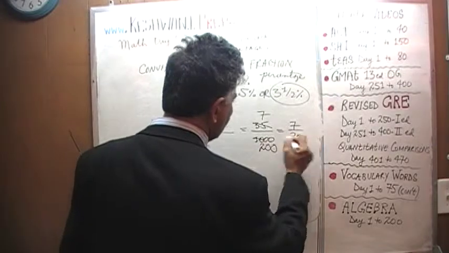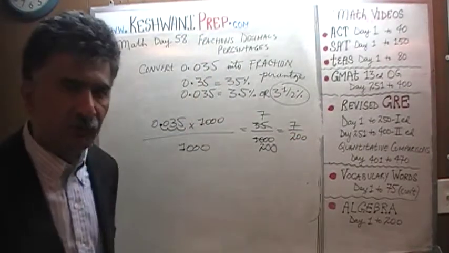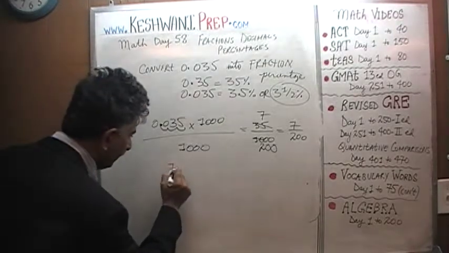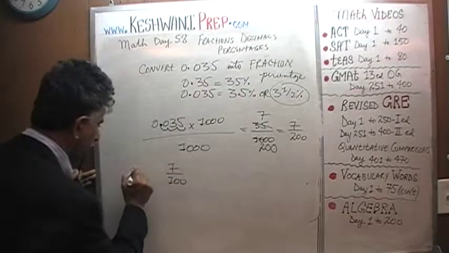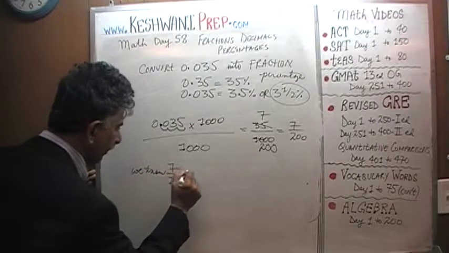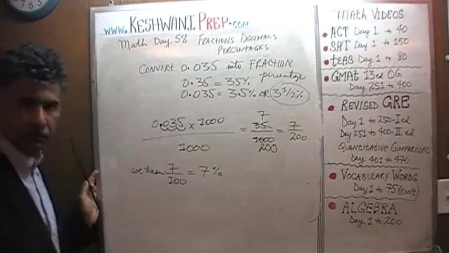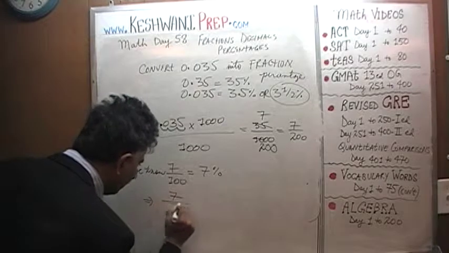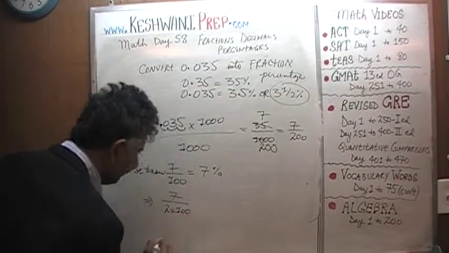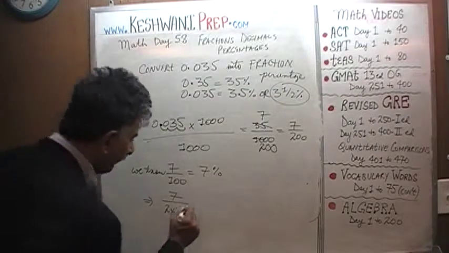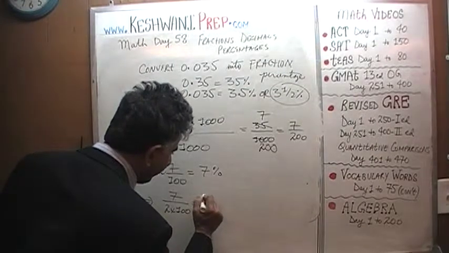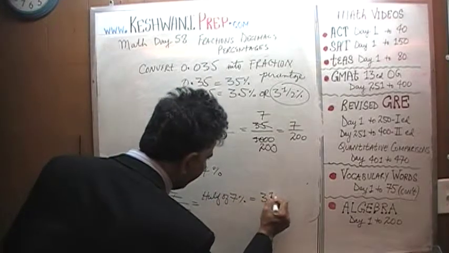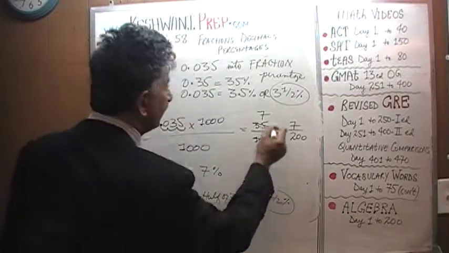7 over 200 is the most reduced form, which, if we think about it, makes perfect sense. It makes perfect sense because we know the 7 over 100 is 7%. Of course we know that. If 7 over 100 is 7%, that would imply that 7 over 200, which is simply 2 times the amount, has got to be half of 7%, which is 3.5%, which is what we said earlier.